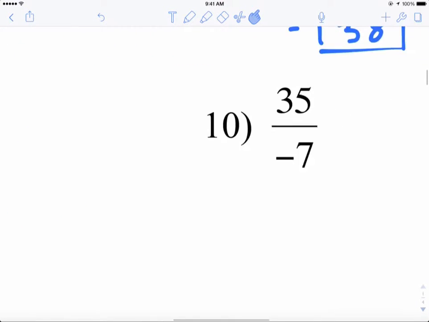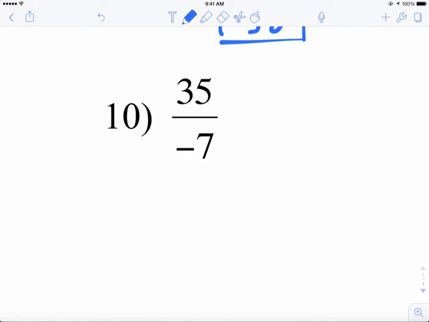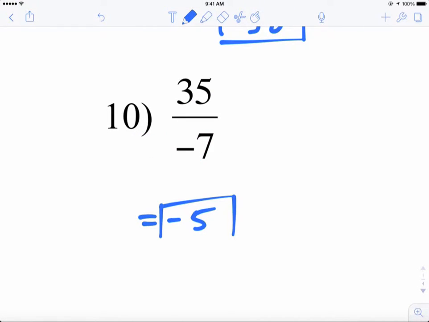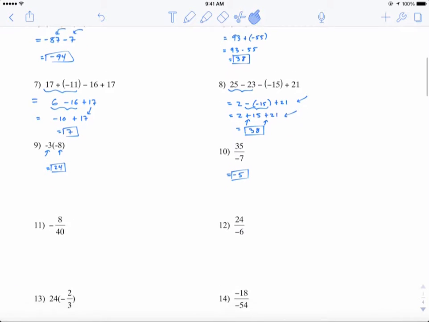Let's see, in number 10, it's really important that we recognize whenever we have a fraction, that is how we're going to write division now. And I would read this as 35 divided by negative 7. And I hope we know that our quotient is definitely going to be negative, right? We've got a positive number being divided by a negative number. Our quotient is going to be negative 5. Awesome. Making moves.